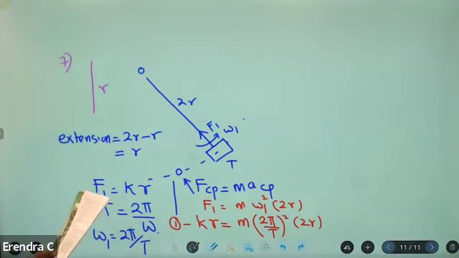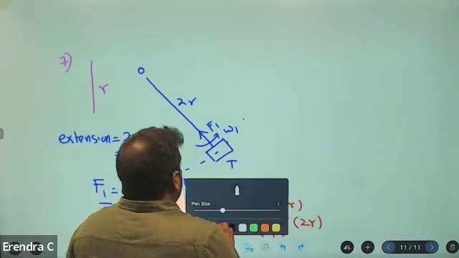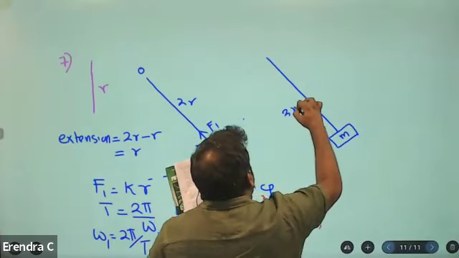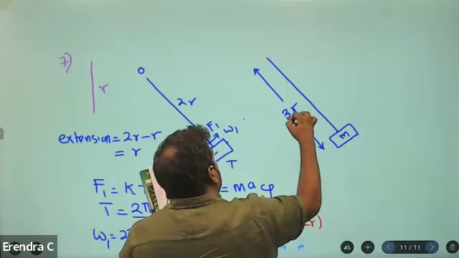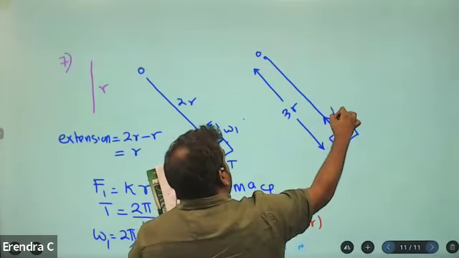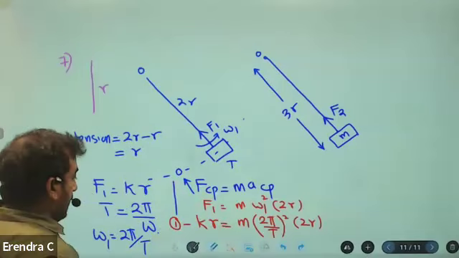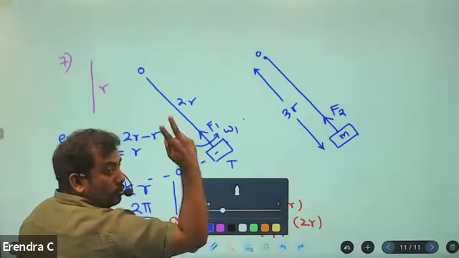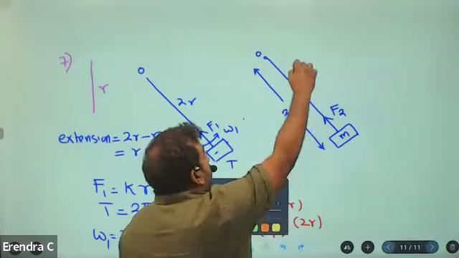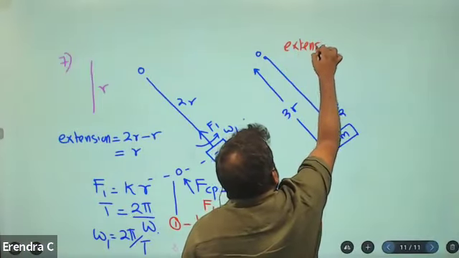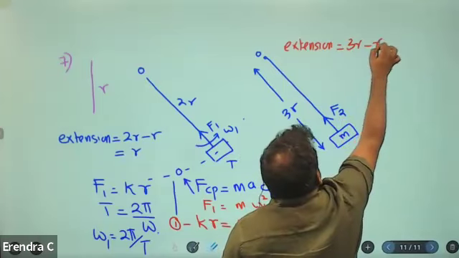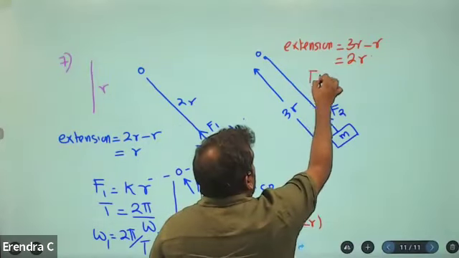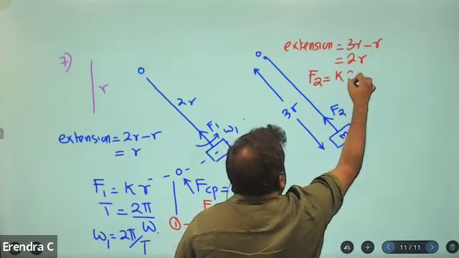Then they are telling you, the car is speeding up. Now the radius is going to be 3r. So there's a different elastic force. What is your extension? Unstretched length is r. Now 3r. What's the extension? 2r. Extension is equal to 3r minus r. How much? 2r. Elastic force, Hooke's law: F2 is equal to k times extension. Extension is 2r.